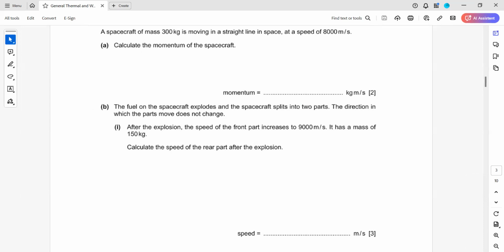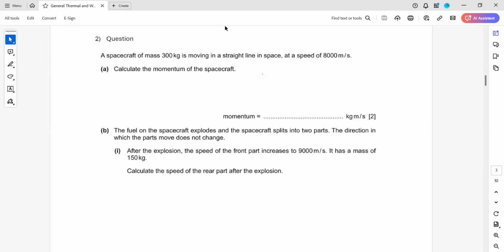So the initial momentum should be the same as the final momentum. How can we work it out? The spacecraft was moving initially, as you can see, because it's a continuation of the question. First, a spacecraft of mass 300 was moving in a straight line at a speed of 800 meter per second. Then this spacecraft exploded into two parts, the front and the rear.